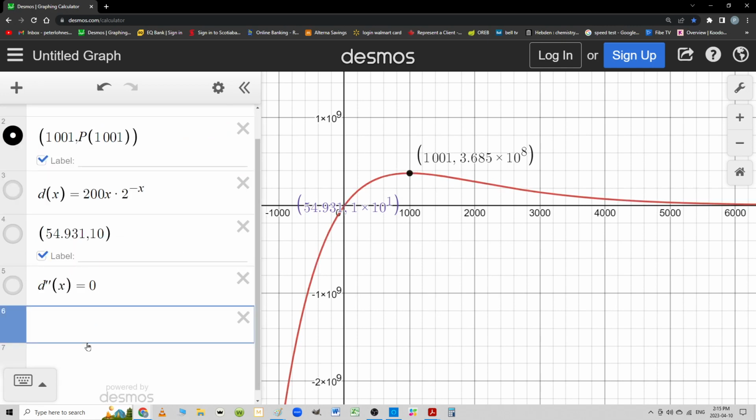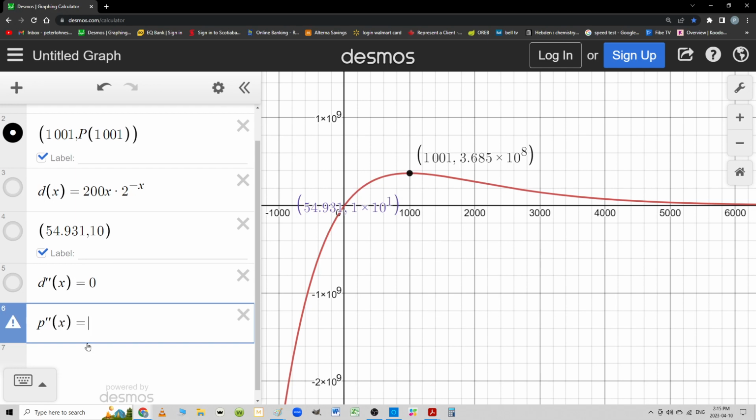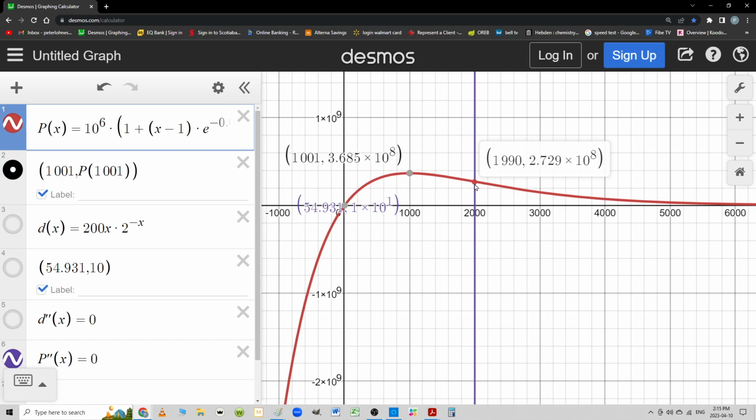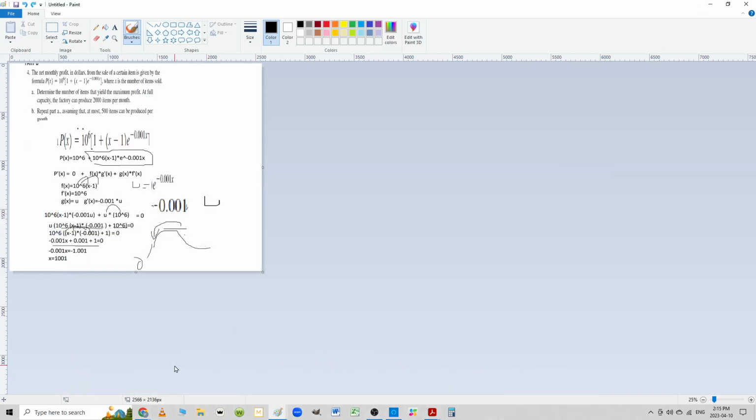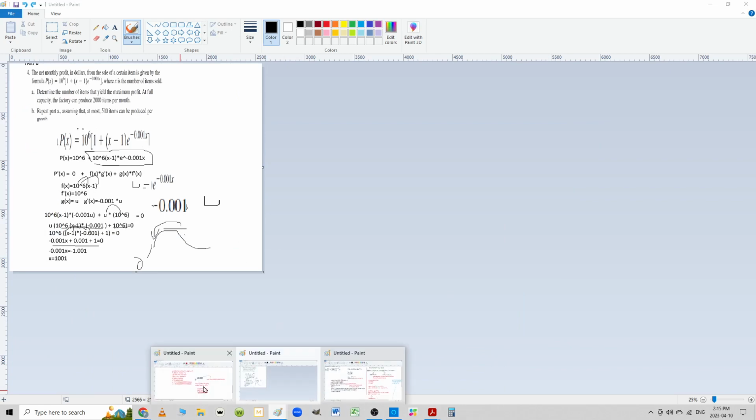But we will take P double prime of x and make it equal to 0. And I think I have to make capital P because I made it the function capital P. And we discover that this is the point of inflection. Notice it doesn't quite tell us. Now, I should have taken the second derivative and solved that just for doing it, but I didn't because it didn't ask. On to the next one.